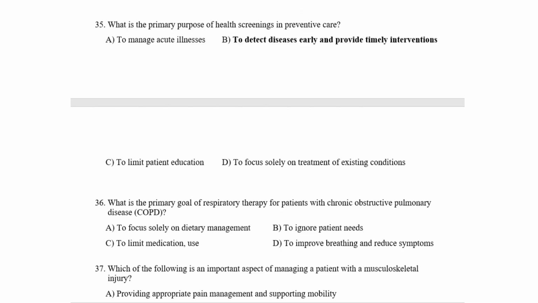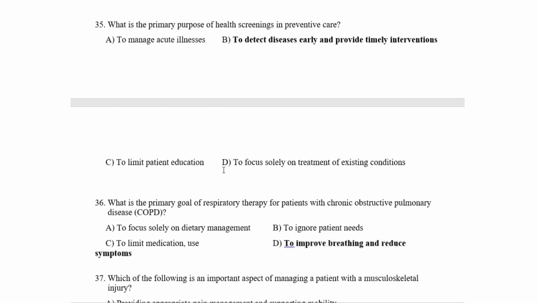त्यसै गरी हामी क्वेशन नम्बर 36 मा हेरौं त. What is the primary goal of respiratory therapy for patient with chronic obstructive pulmonary disease? Option A मा रहेछ to focus solely on dietary management. Option B मा रहेछ to ignore patient needs. Option C मा रहेछ to limit medication use. Option D मा रहेछ to improve breathing and reduce symptoms. यसको सही उत्तर हो option D, to improve breathing and reduce symptoms.